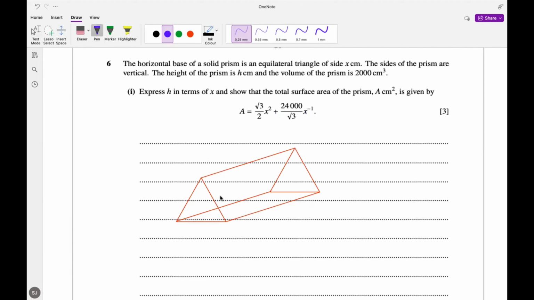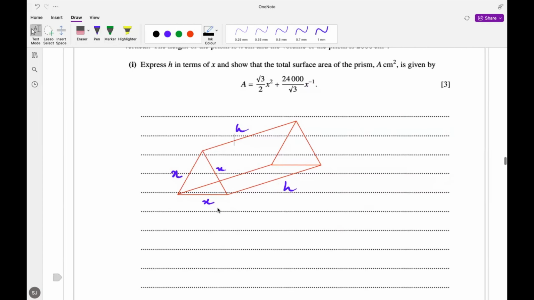A prism is a shape which has two identical sides. In this case, it is an equilateral triangle. So we can label all of these sides as x. This triangle is called the base of the prism, and the distance between the two opposite ends is called the height of the prism. So we can label it as h. To find the volume of a prism, we multiply the base area by the height.